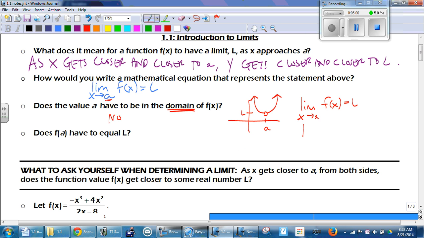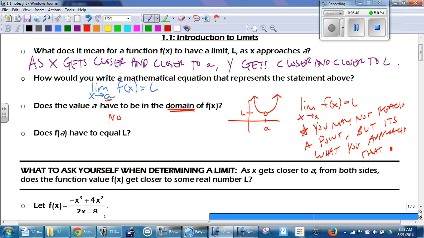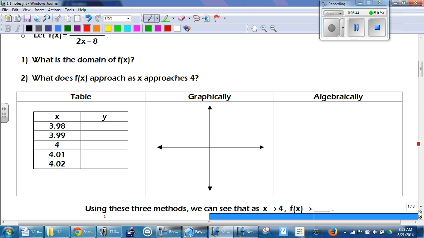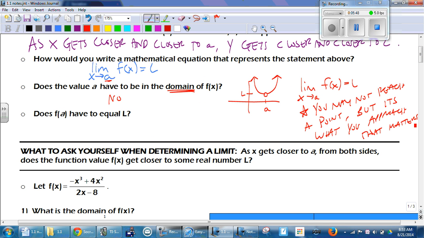So a big thing to remember with a limit, you don't have to actually get there. It's about what you're approaching, what you're getting closer and closer to. You may not reach the point, but it's what you're approaching that matters. Right? So are you approaching? Are you getting closer and closer to something? It doesn't matter if you get there. It just matters what are you getting closer and closer to. All right, so with limits, you don't have to get to a point. It's really not the destination, it's like the journey. What are you getting closer and closer to?